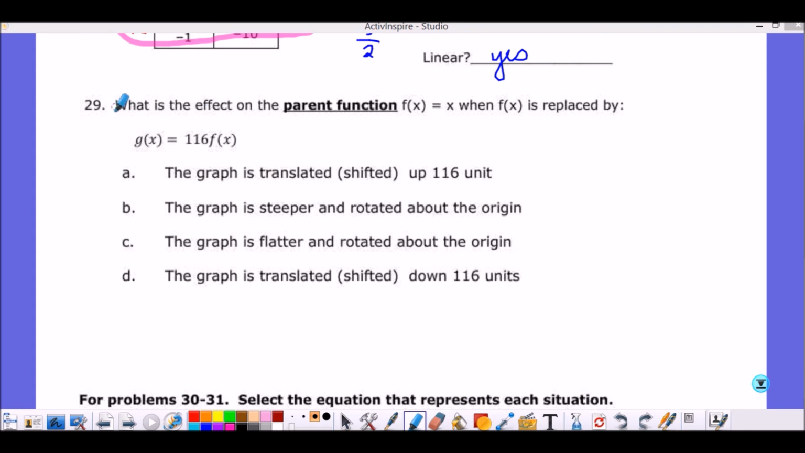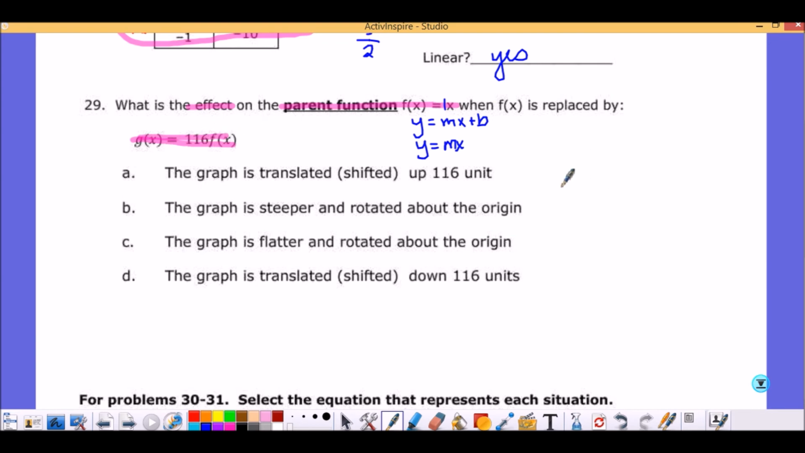So with that, we're going to look at number 29, and we're going to look at the effect on the linear function, which is f of x equals x, when I change it and put 116 in front of it. Well, let's think about what this really means. This right here is my y equals mx plus b, but in the most simple form. In my most simple form, I have y equals mx, which means my m is my 1, so the invisible 1. So this is my most basic linear line. Now I'm going to put 116 in front of it.